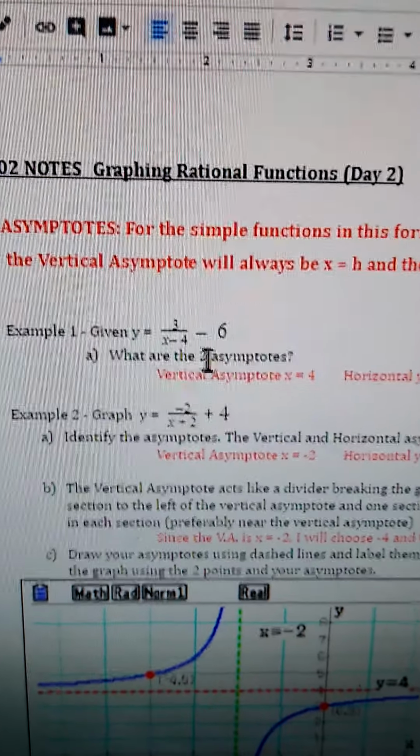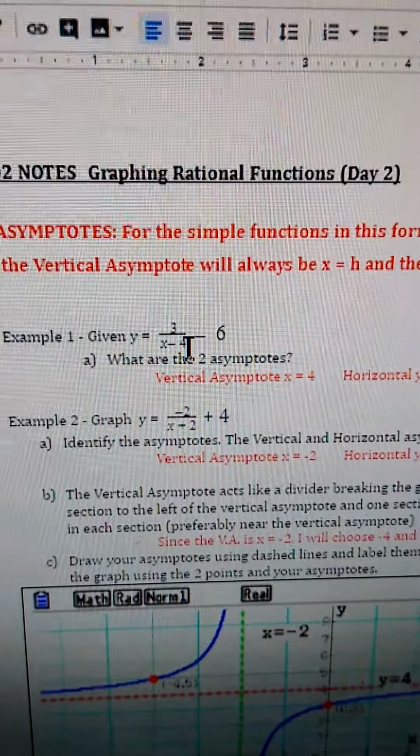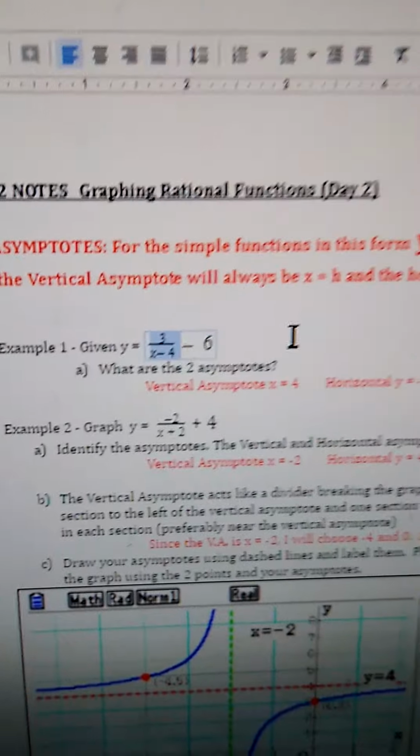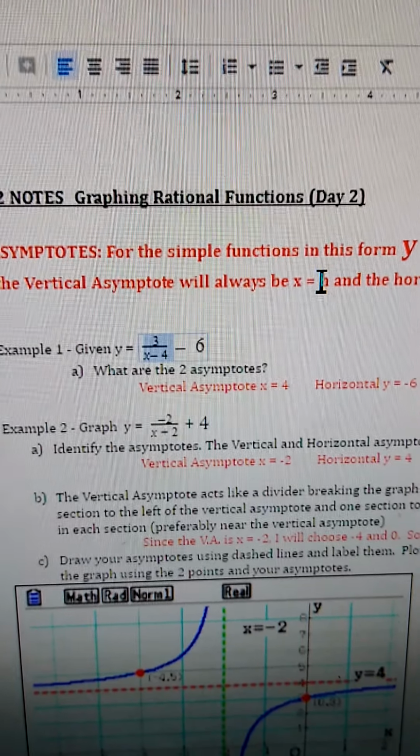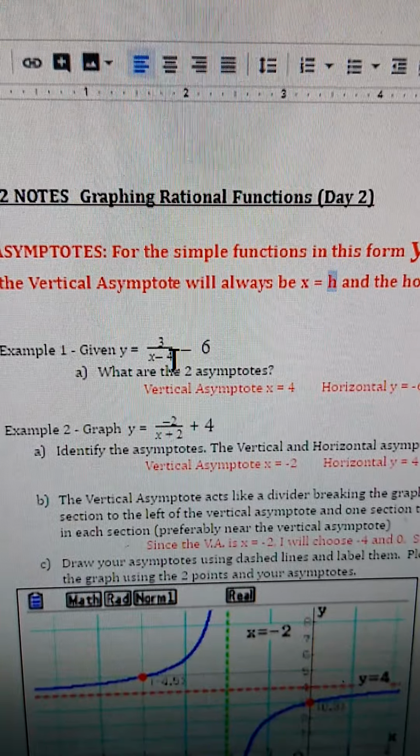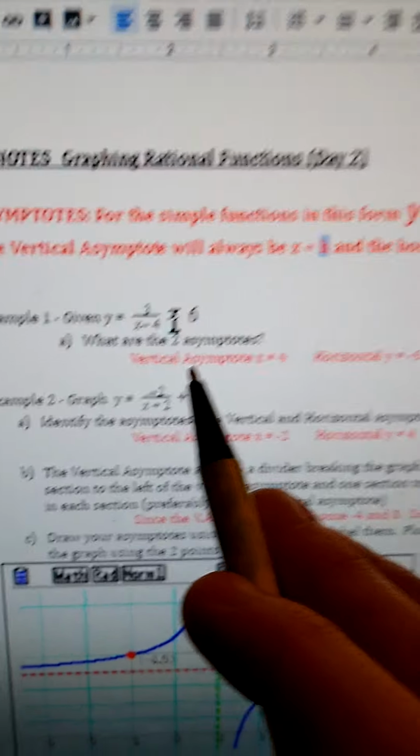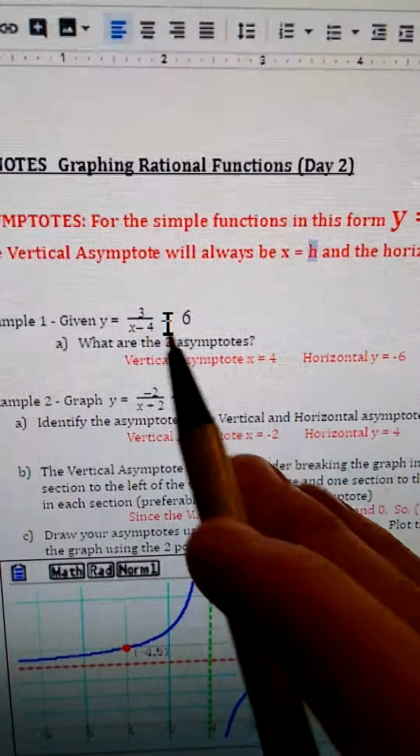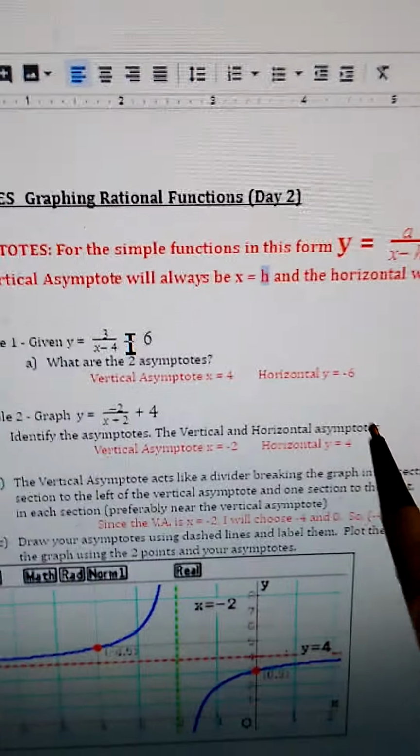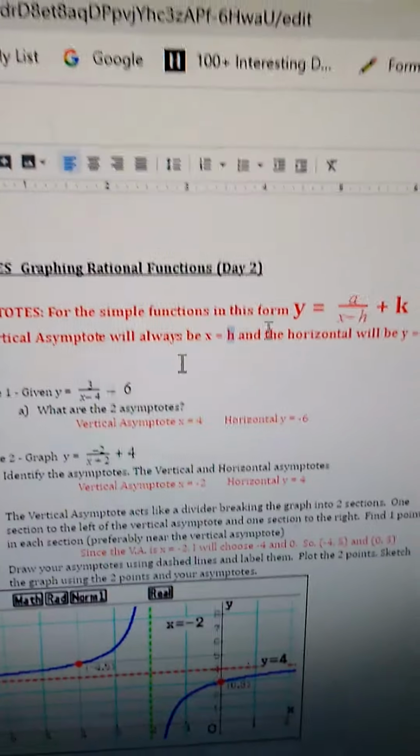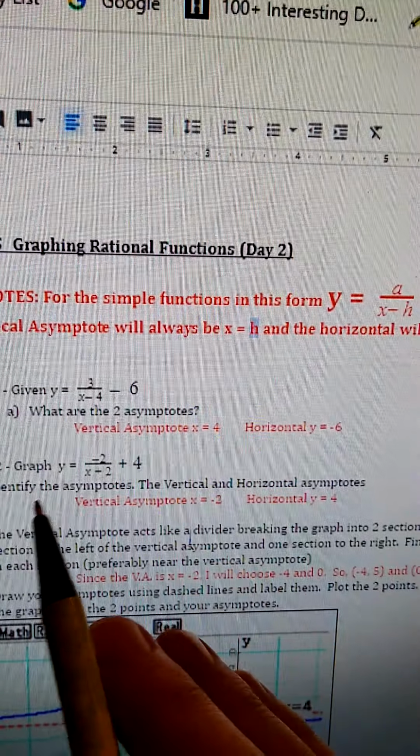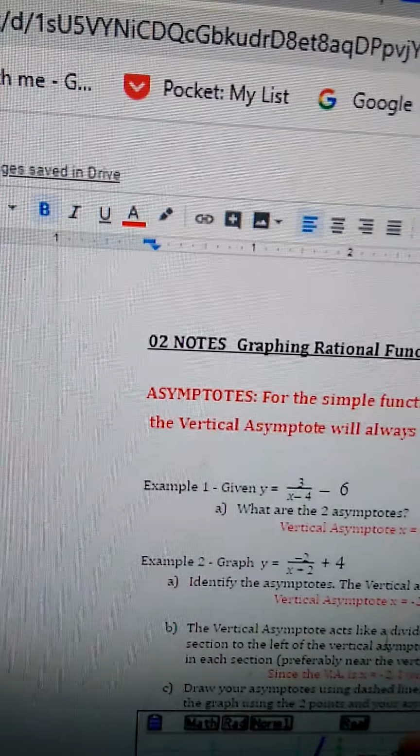So, back to our example. What I have is x minus 4 in the denominator. So h would be positive 4. We're going to use the opposite of what we see. So h itself is positive 4, because the minus is part of the equation, x minus, so h itself is just 4. So the vertical asymptote is x equals 4. Horizontal is going to be y equals k, and that k value is negative 6. So y equals negative 6.